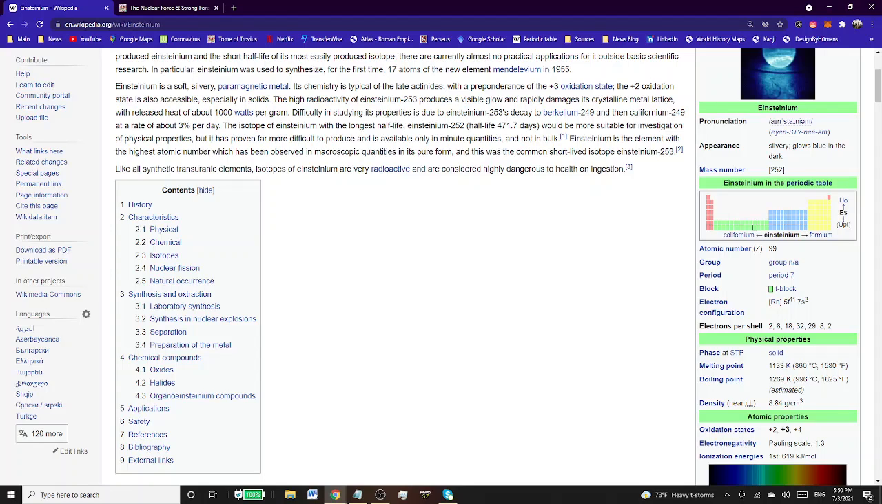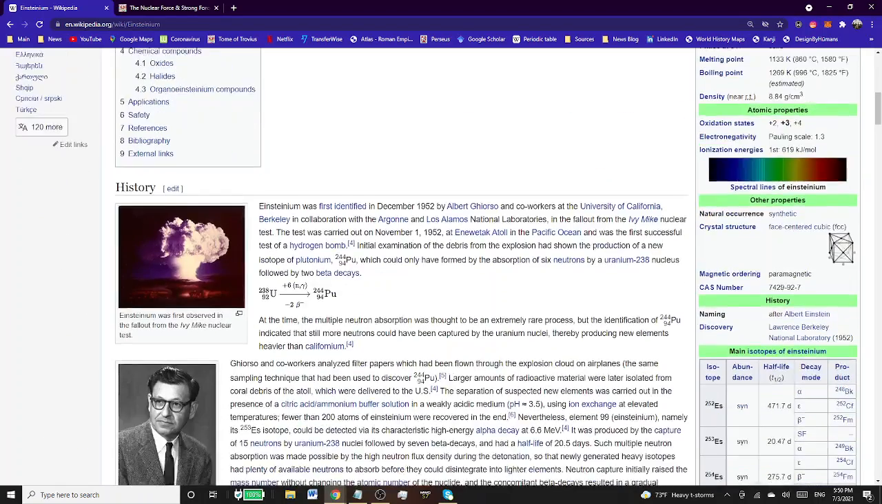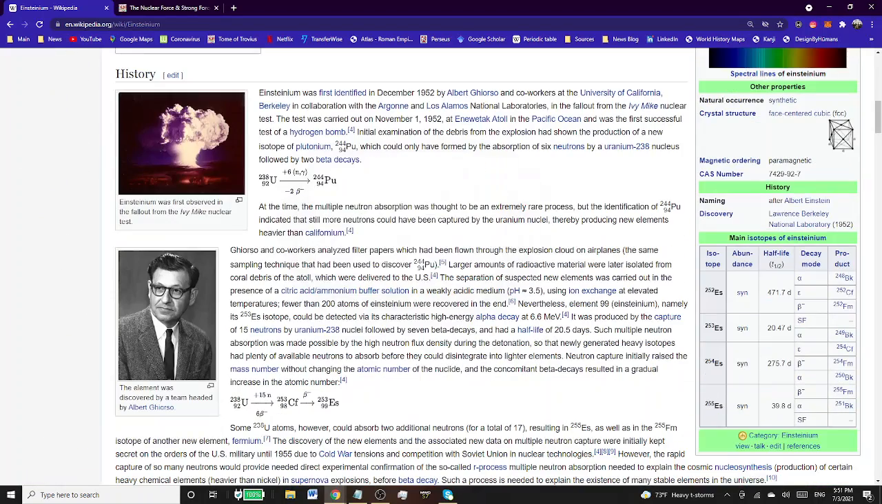Because it's so unstable, they split. And you do this billions, trillions, I don't know how many times. With all the different uranium nuclei, they will unleash all that energy that you can see. It is highly dangerous to health. Okay, do not ingest Einsteinium. This was found in 1952.